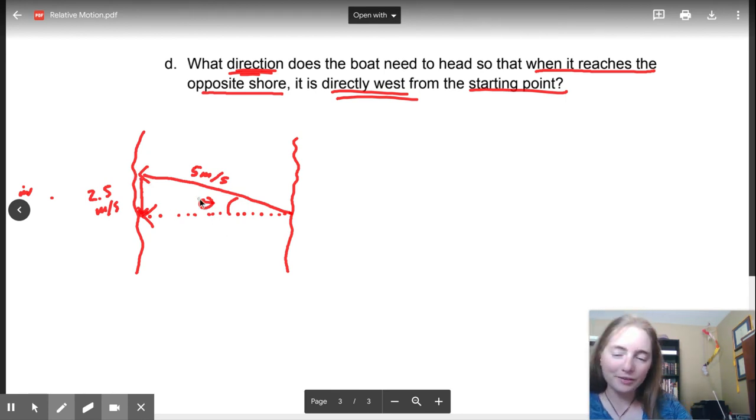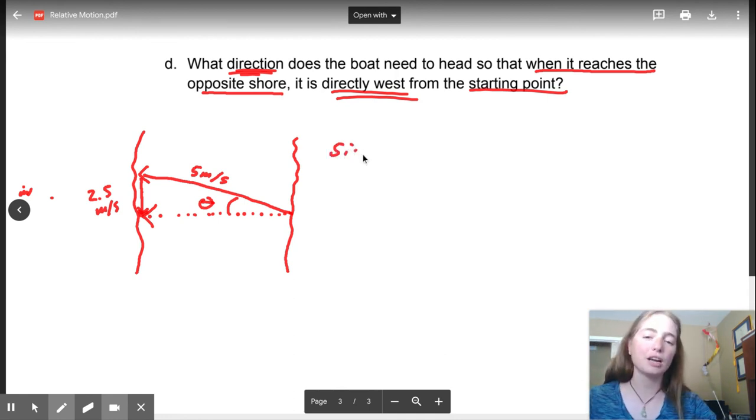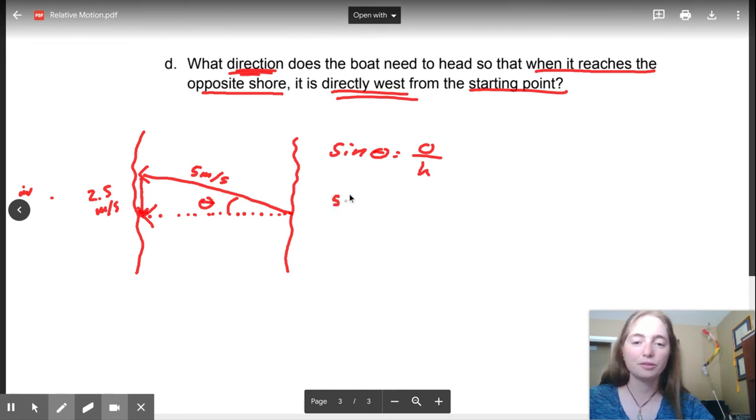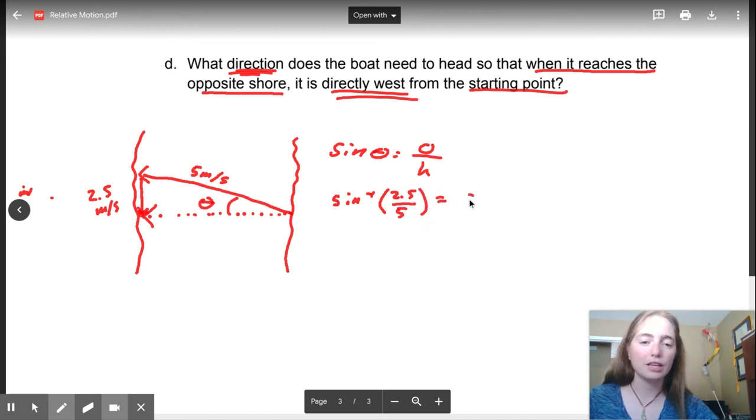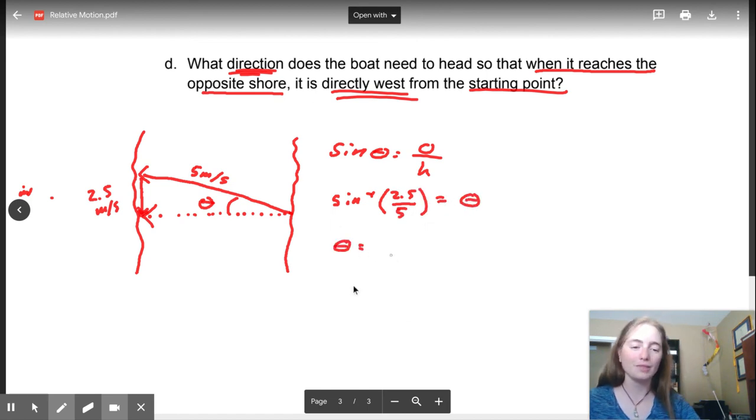So I'm trying to find theta, and I have my opposite, I have my hypotenuse. That means I am going to use sine. Sine of theta is equal to opposite over hypotenuse. I'm trying to find theta, so I am going to take sine inverse on both sides. My opposite is 2.5. My hypotenuse is 5. And that's going to give me theta. Okay, so your theta, once you do that, gives you 30 degrees.